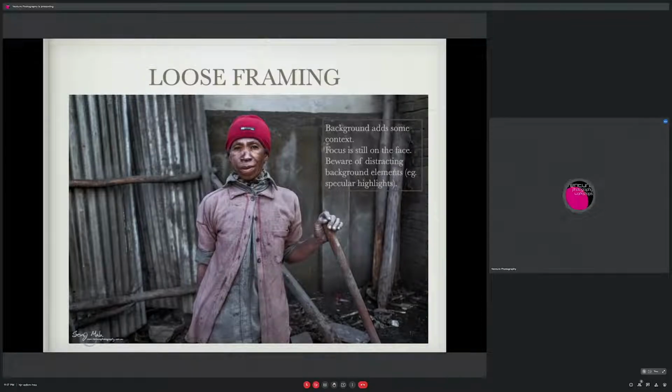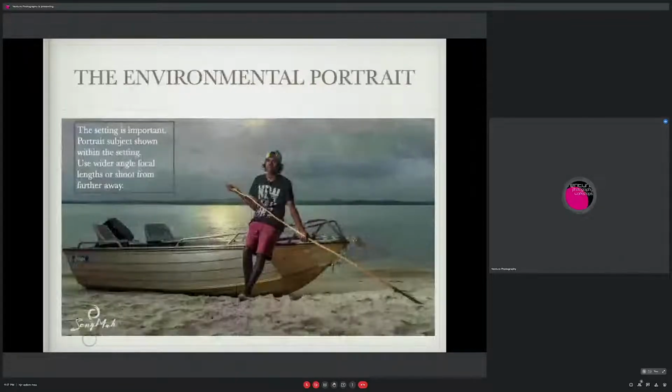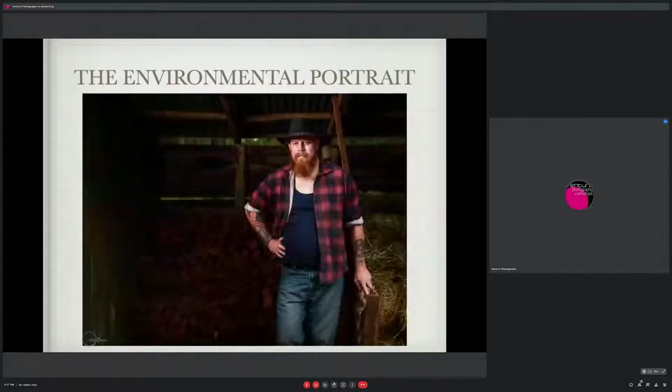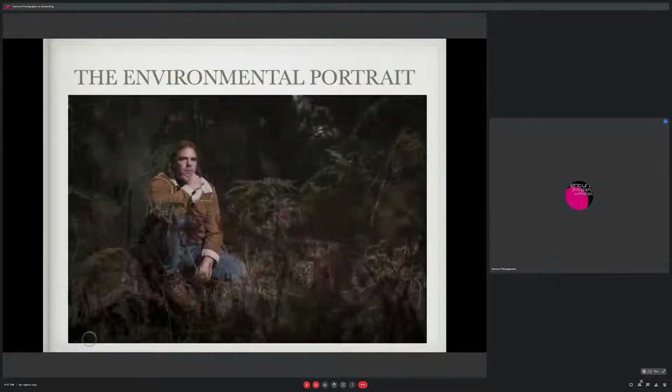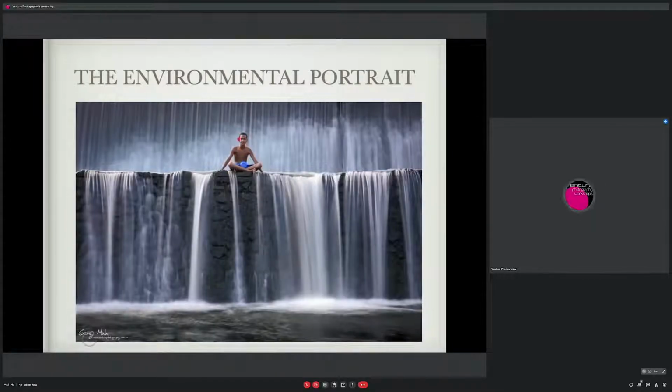Then you get the environmental portrait, where the setting is important and they're shown within the context of the setting. So you can use a wider angle focal length or shoot from further away to achieve that particular effect. So here's an example of a young Yolngu man up in Bawaka in East Arnhem Land. And obviously here is the guy who's vibing a rural character. The environmental portraits are just quite different. Back at Tukatunda in Bali.